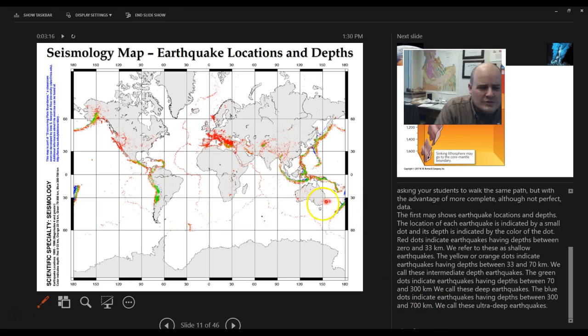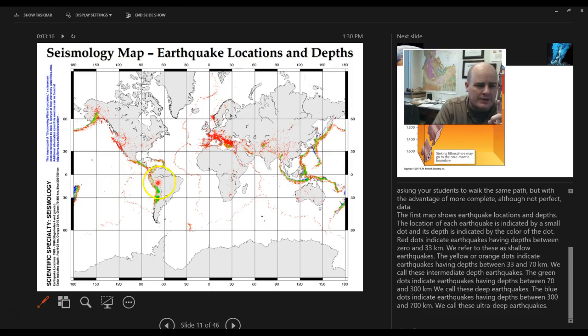Now you'll notice there are trends. Where the red is, those are shallow. They're close to the surface, and they tend to happen in places where you have transform boundaries, where plates are sliding past each other on the surface, or at divergent boundaries, where material is going up and pushing the plates apart. Now, it can happen at convergent boundaries, like right through here, but when you look at convergent boundaries, there's a trend here. There's red, orange, green, and then blue.